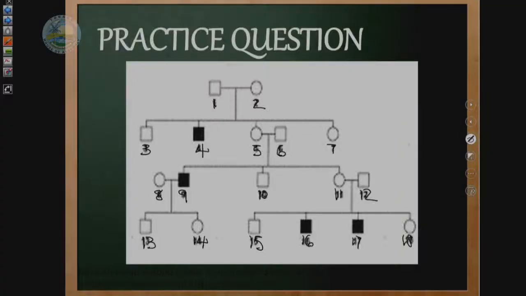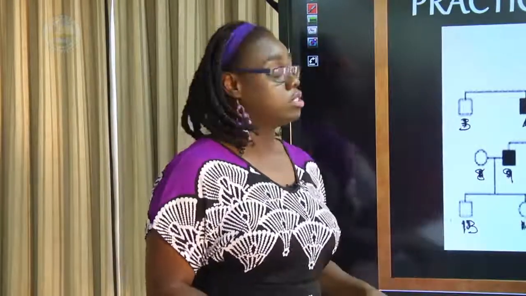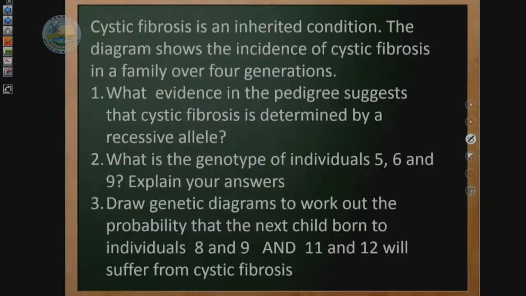So this is another example of a pedigree chart, but in this case, each person has their own individual number. We'll use this one to go straight into our first activity, dealing with pedigree charts. So let's look at this question. Cystic fibrosis is an inherited condition. The diagram shows the incidence of cystic fibrosis in a family over 4 generations. Number 1. What evidence in the pedigree suggests that cystic fibrosis is determined by a recessive allele?